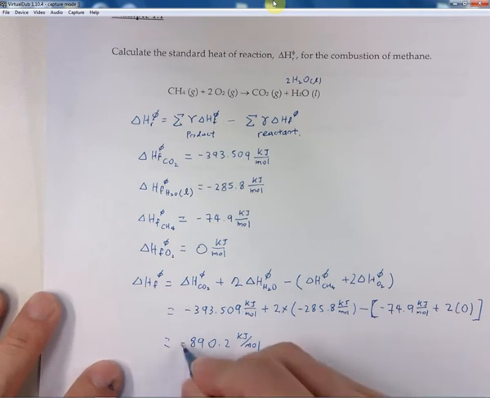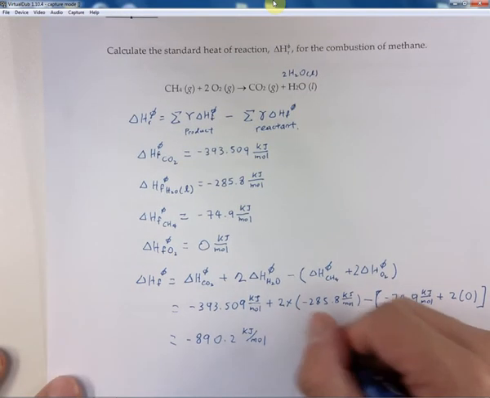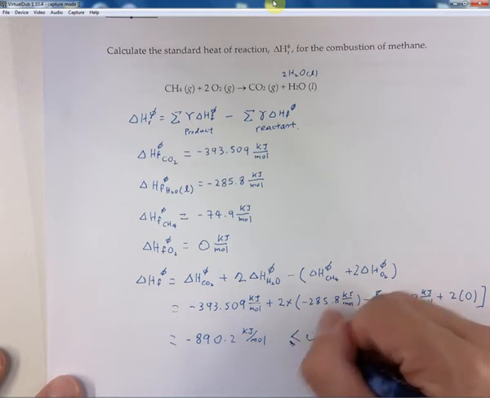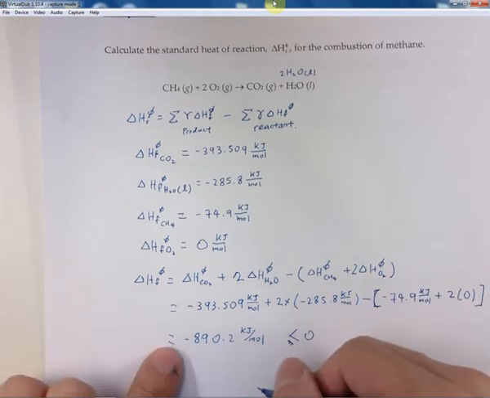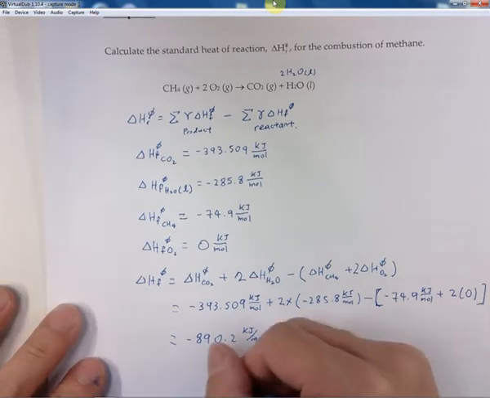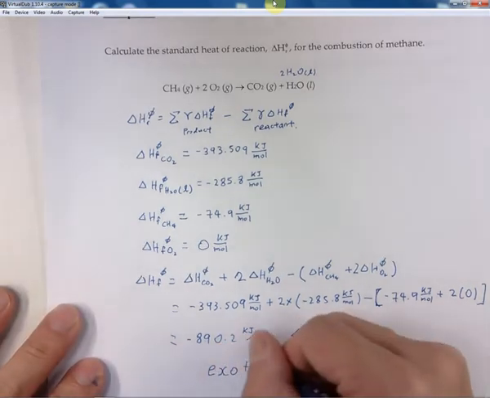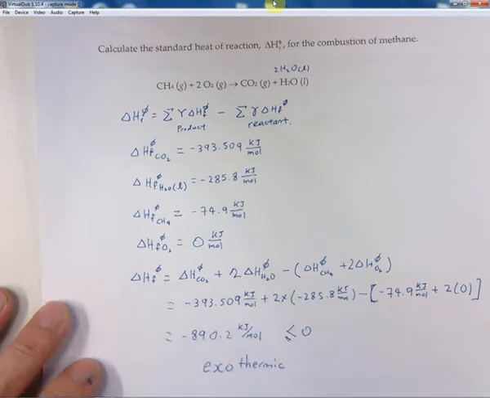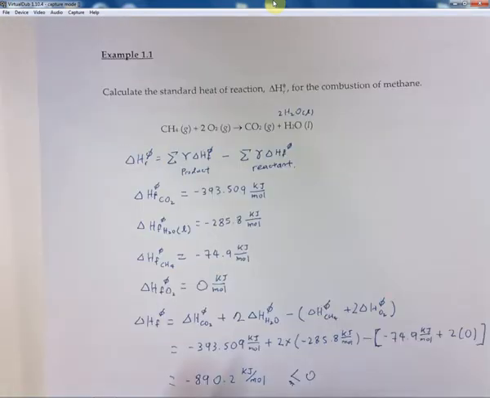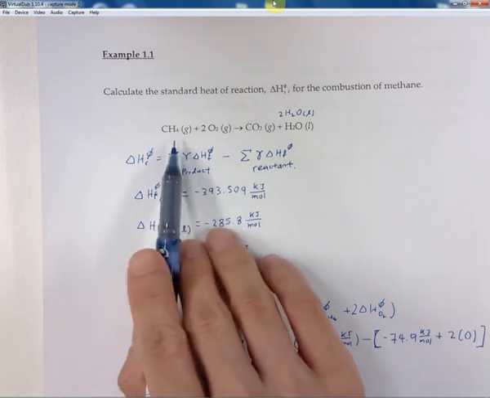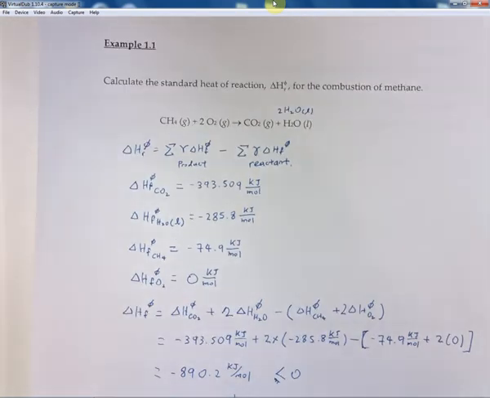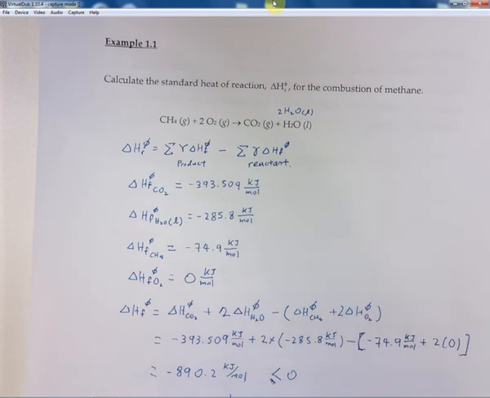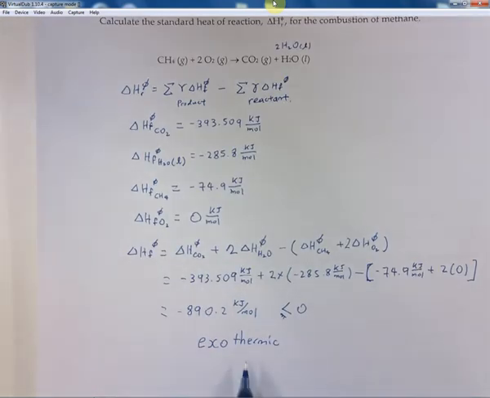This is a negative value. So this is less than 0. So you can see less than 0, it means it's an exothermic reaction. So you can expect that this reaction will give out heat. If you look at it, yes, it's expected because this is a combustion of methane. So it's like a combustion of fuel. So definitely you can generate a lot of heat out at 890.2 kilojoule per mole at standard condition.